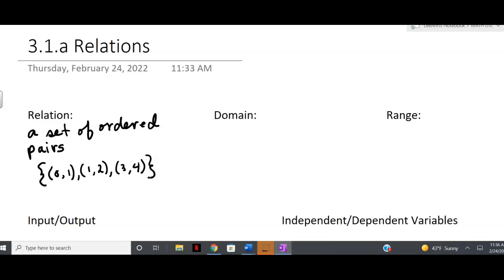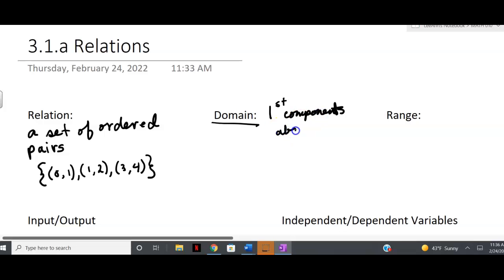Okay, the domain is all the first components. It's also called the abscissa, but nobody uses that word. Okay, so if we said, hey, what's the domain here? We would say it's the set, and we would include 0, 1, and 3. That would be the domain. Those are all the first components. And you would list it as a set like that.